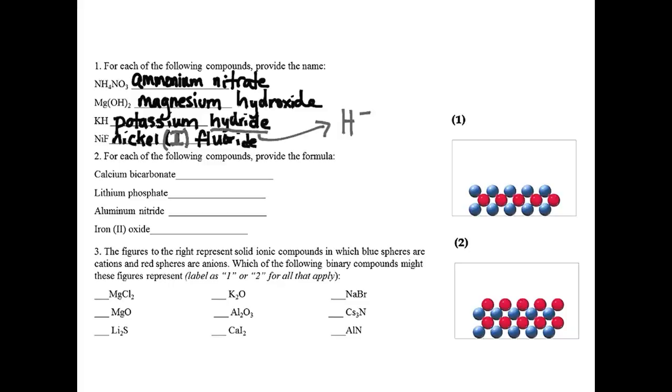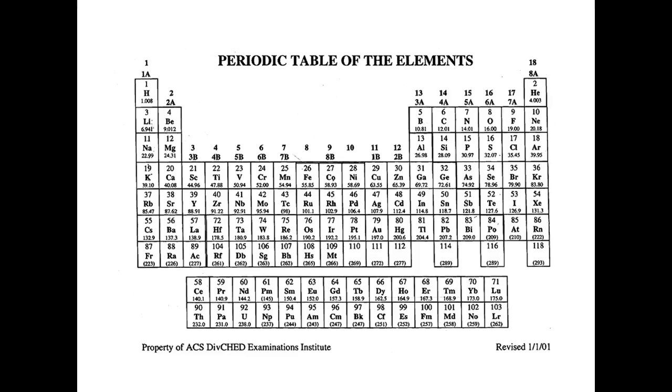Calcium bicarbonate, we'll start with calcium. Calcium is a cation. It's in group 2, so it's an alkaline earth metal, and it has a +2 charge. So this is the formula for calcium bicarbonate. And this is because calcium has a +2 charge, and I know that because if I go to my periodic table, calcium is in group 2, it's here, and group 2 is a +2 charge.